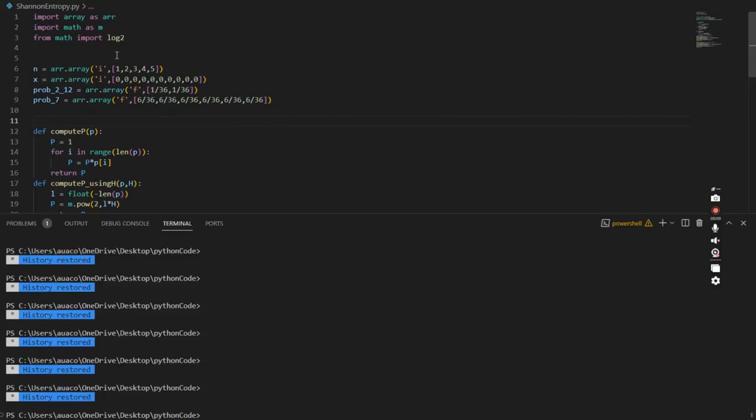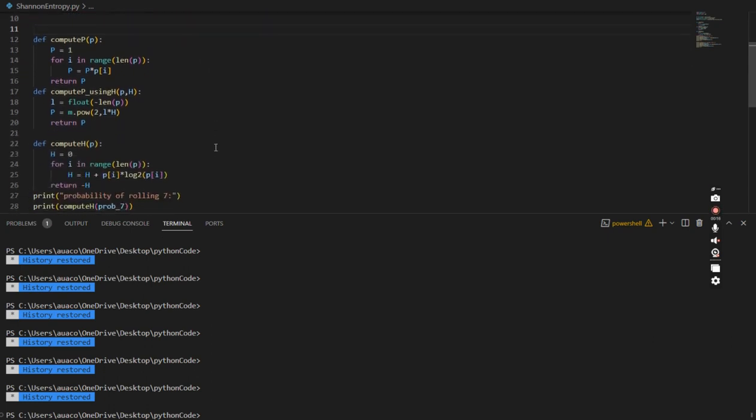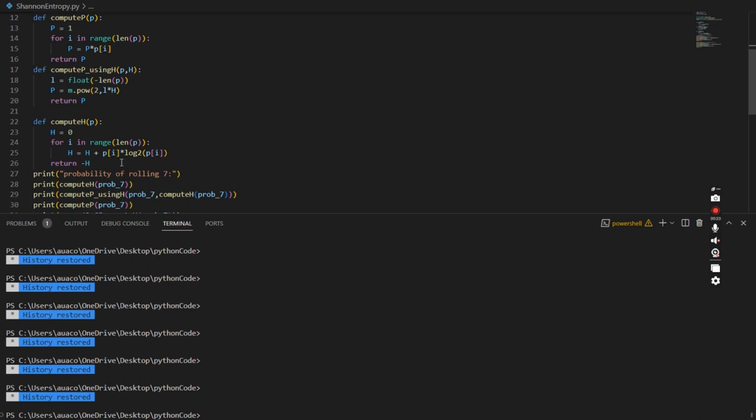To the channel. I will show you some more probability computations with Shannon entropy. Shannon entropy is a way to compute H, or to compute a probability with H as a quantity. And what H is basically the probability times the log base 2 of the probability.